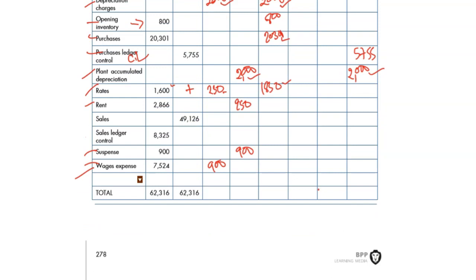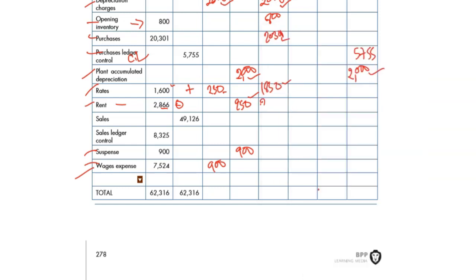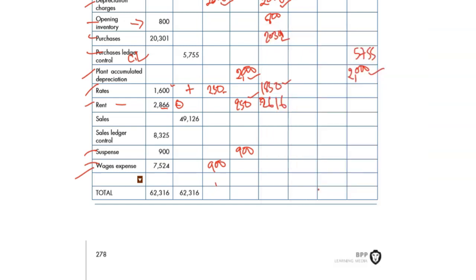Now for the SOFP, this is rent 2866, but it should be a minus because it's on the credit side. Minus 250. 2866 minus 250, we've got 2616. What I'm writing is an expense. 2616, wasn't it? Yeah, 2616 is an expense.